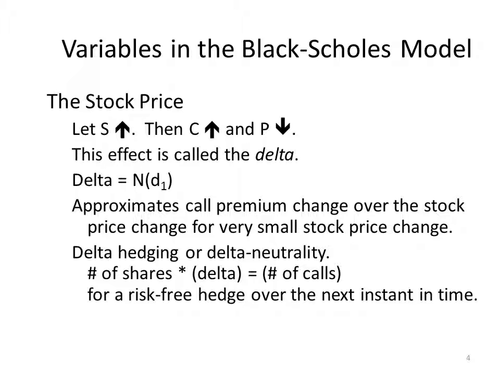We measure delta from N of d1. Recall, we defined d1 in our earlier lecture and noted that N of d1 was the cumulative normal distribution from negative infinity to the deviation d1. Delta approximates the call premium change over the underlying security's price change for a very small stock price change.